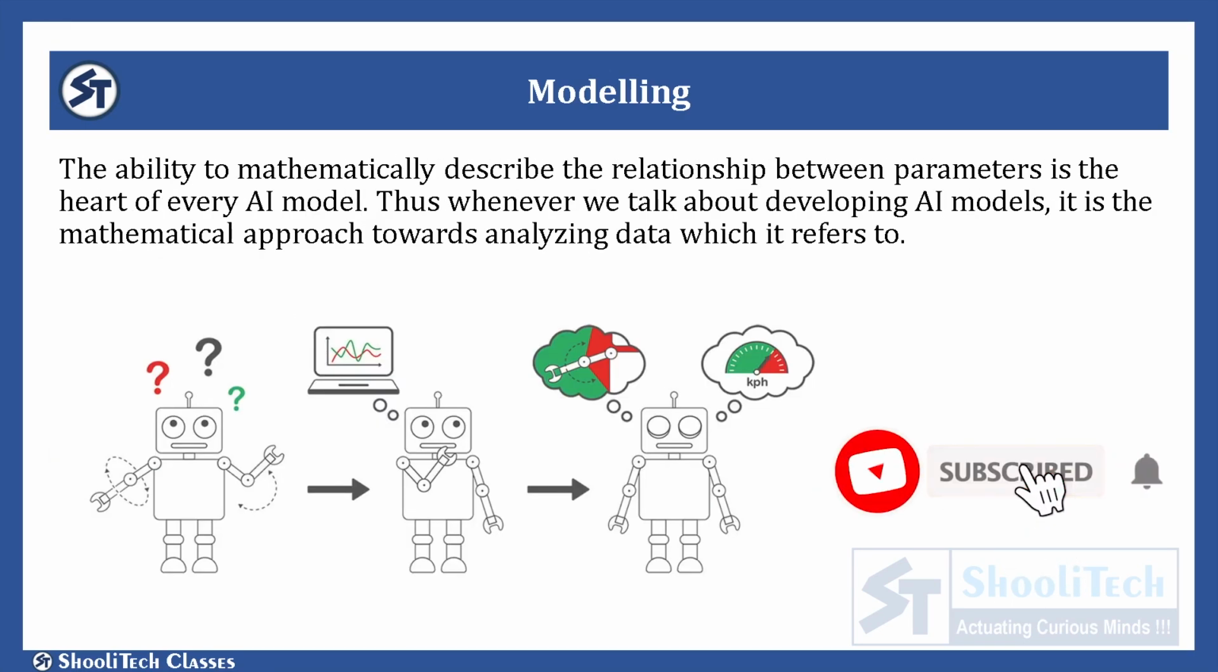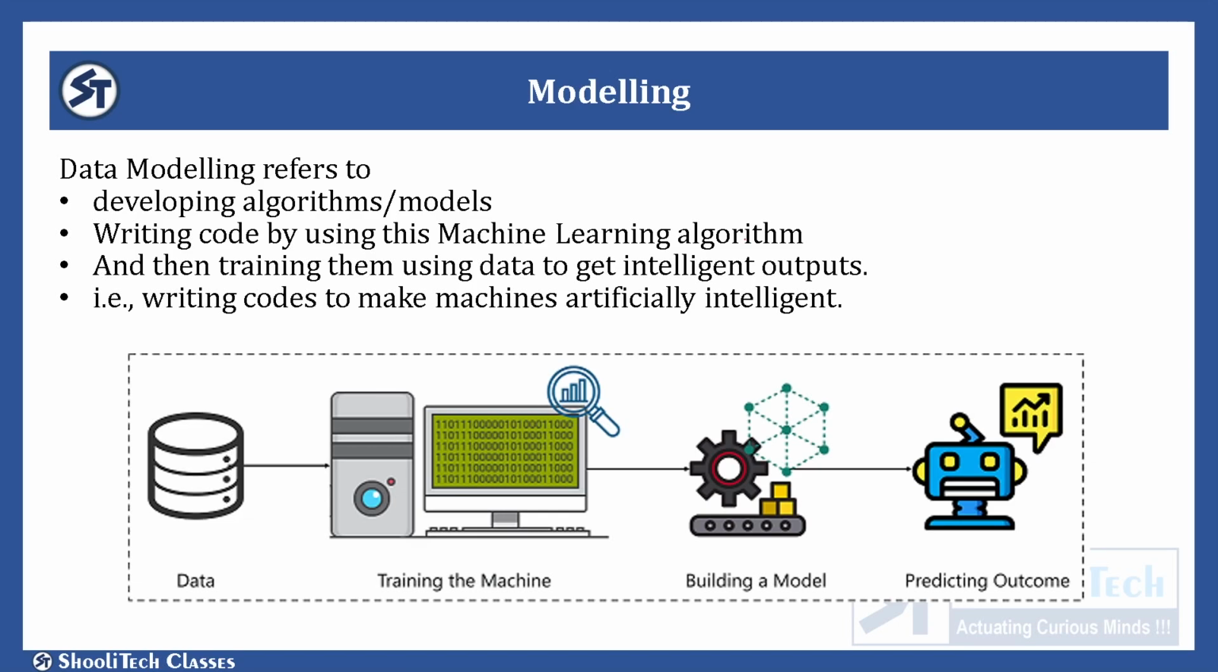Now, what can a machine do? It can describe the data mathematically, and then it can analyze the relationship between the different parameters of the data. And for this purpose, we create an AI-based computer model. That means data modeling refers to developing an algorithm or the mathematical logic for the model, then writing computer code by using that machine learning algorithm, and then training the model using the data that we have acquired in the second stage of the AI project cycle. And then finally, we get the intelligent outputs from that model.